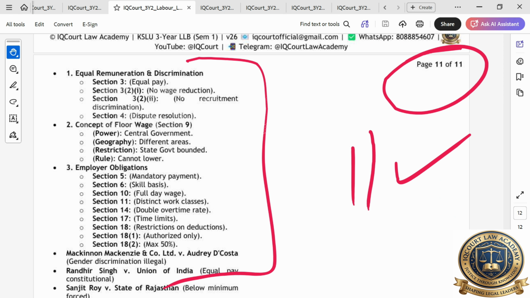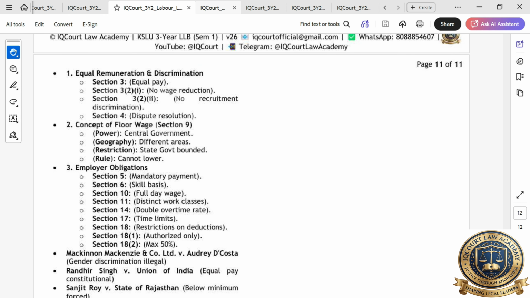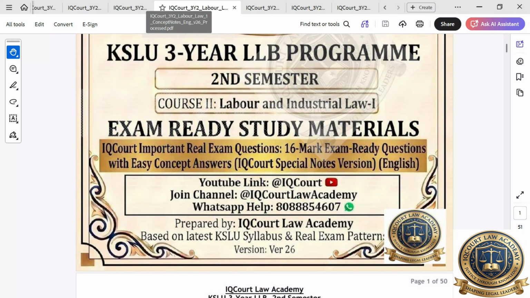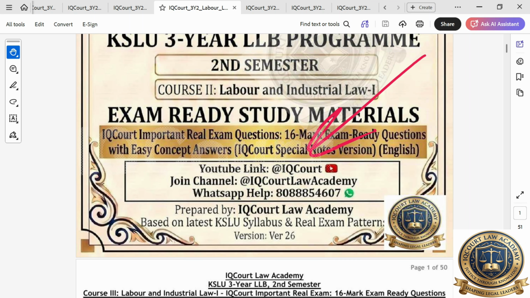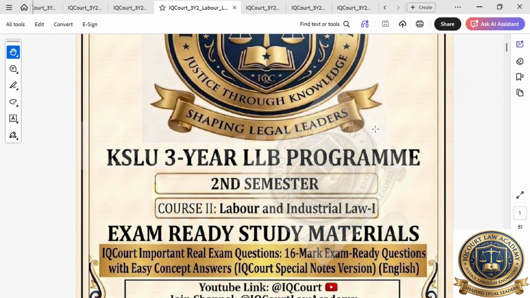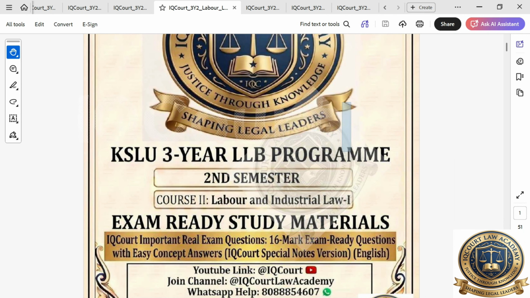We have made the materials just to help you become a topper in the university. That is the way we have made this premium. And for just one subject, we are also providing another material, what we call IQCourt special notes. We are explaining each and every concept in a friendly manner. This is also long notes, but we are explaining it in an easy way. That's it. There are not many changes.